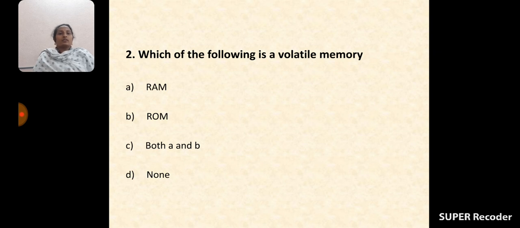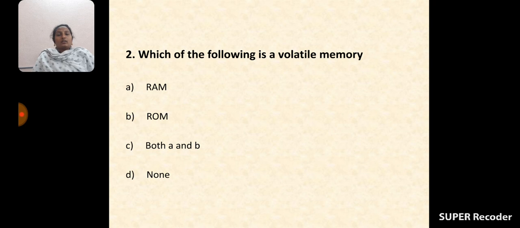And one important term is there, access time. What is meant by access time? It is the time taken by the memory either for doing a write operation or for doing a read operation. The time taken by the memory either for a write operation or for a read operation is called access time.